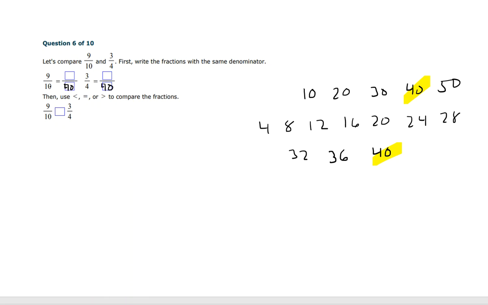Okay, and to get from 10 to 40, we had to multiply by 4. So that means 9 times 4 is 36. To get from 4 to 40, we had to multiply by 10. So 3 times 10 is 30. Now we can compare 36 40ths to 30 40ths, and it's very easy to see that this one's bigger. That means that 9/10 is bigger than 3/4.